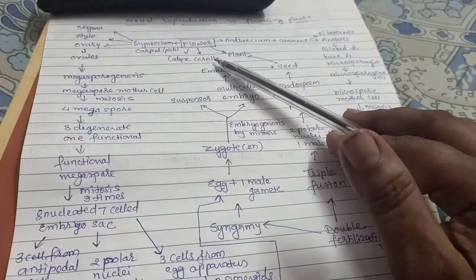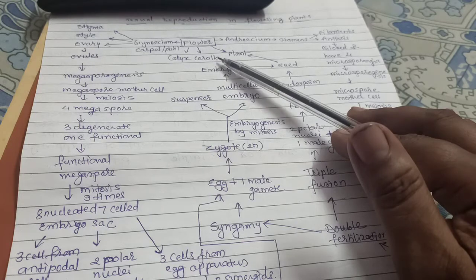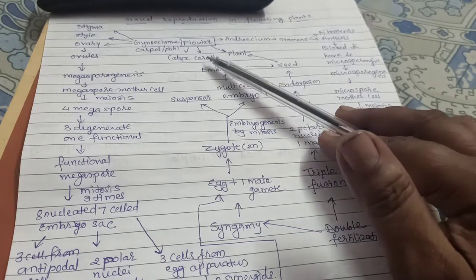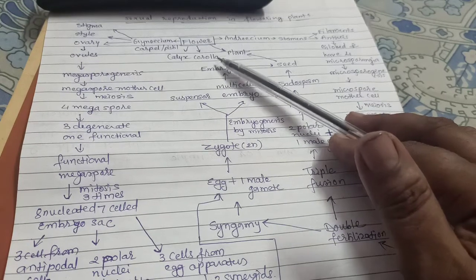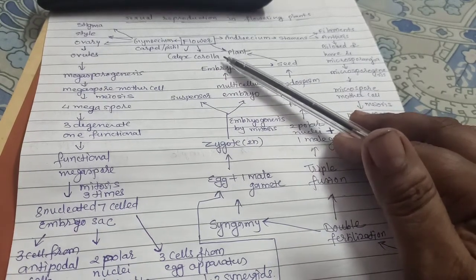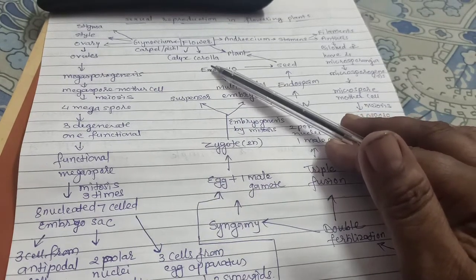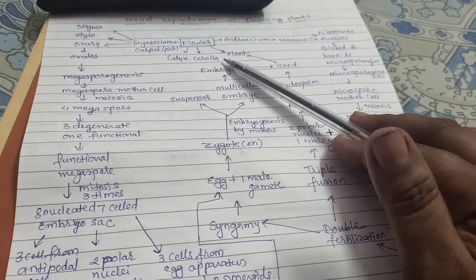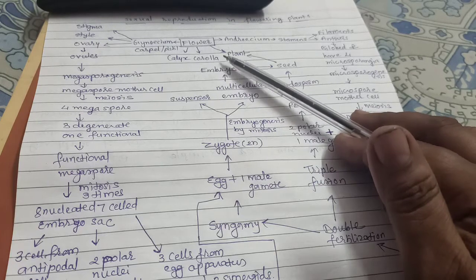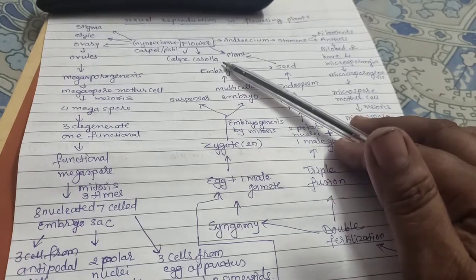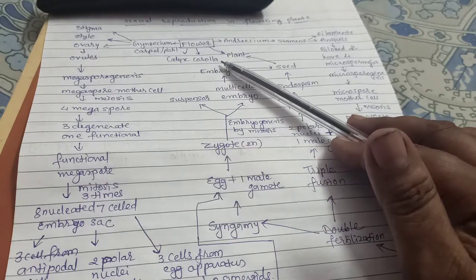Now, the second member of the flower is the corolla. It is also a non-essential whorl of the flower. The member of the corolla is the petals. If the petals are fused, they are gamopetalous. If they are free, they are polypetalous. The color of the petals is different in different species of plants. They are required to attract insects for pollination.